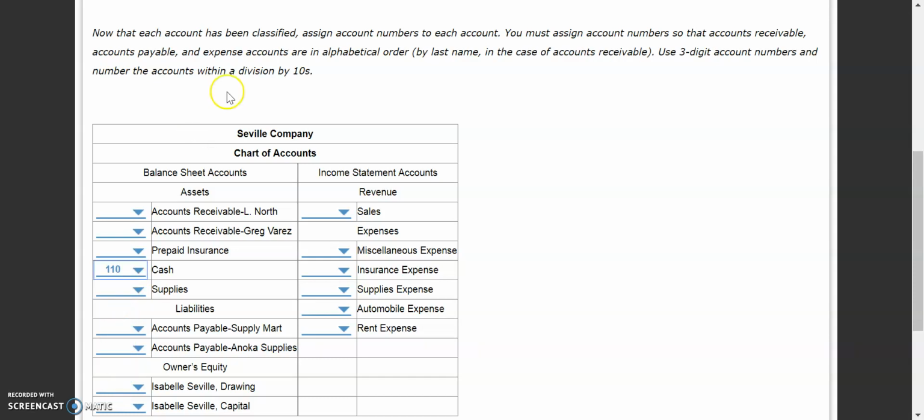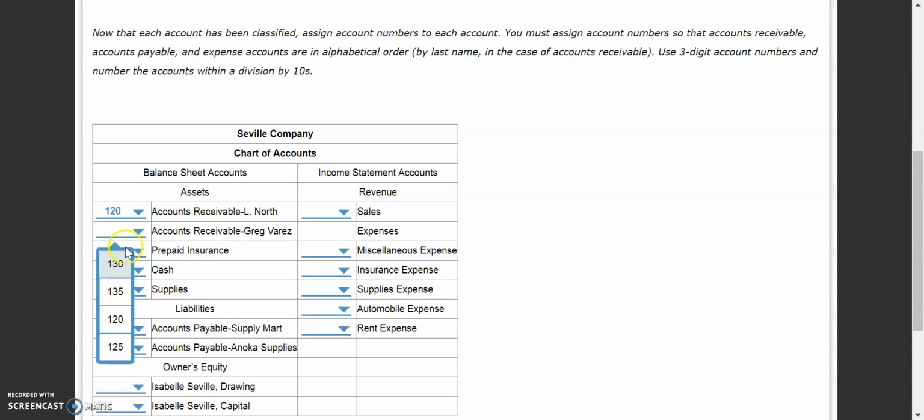As it says up in the directions, they use a 3-digit account number and they go by divisions of tens. So after cash, our next most liquid would be our accounts receivables. And again, as it noted, we do accounts receivable by alphabetical order in terms of last name. So L North is technically going to be our next account. So if we're going by divisions of 10, our next one would be 120. And then our third one would be our accounts receivable for Greg Verez.